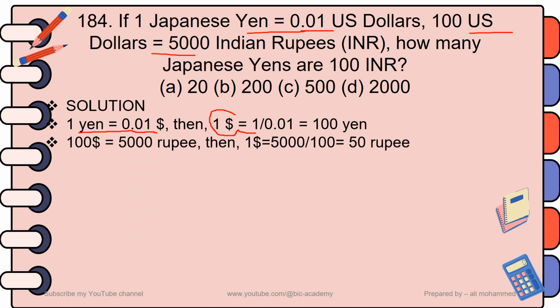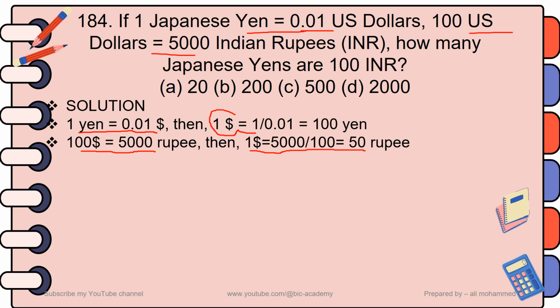And again, from the second information, that means the exchange rate between dollar and Indian rupees, you have been given $100 is equal to 5,000 Indian rupees. Then from this again you can find out the amount of rupees equal to $1, and $1 means 5,000 over 100 rupees, which is equal to 50 rupees.